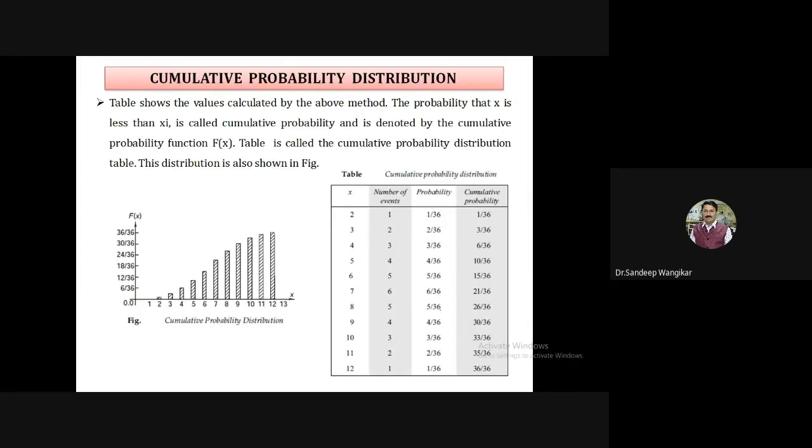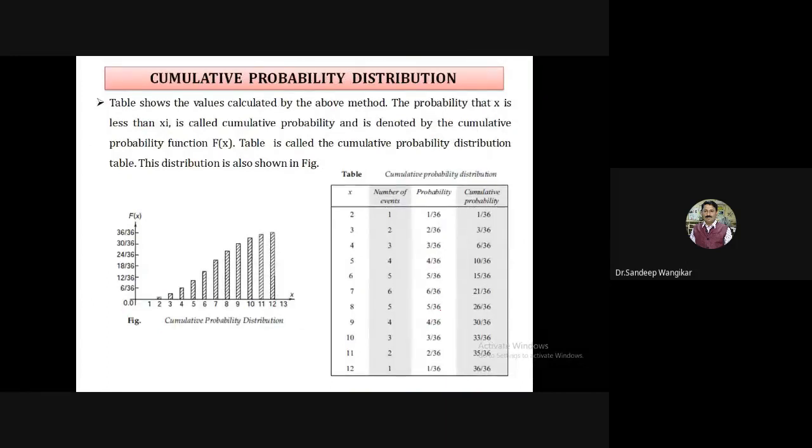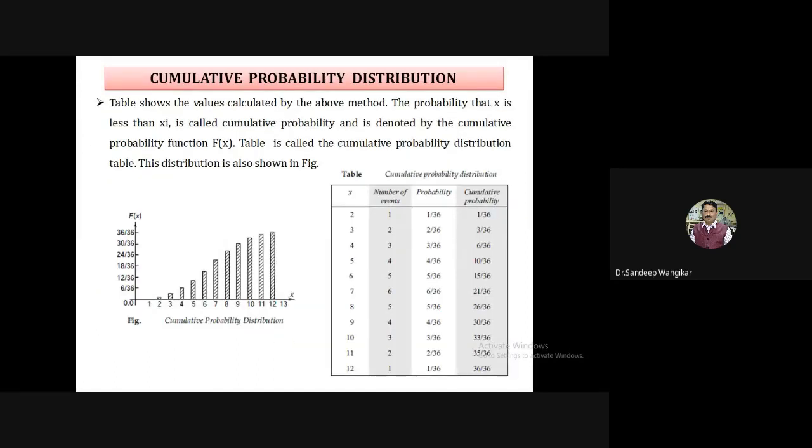So cumulative, we know, first in these tables all are mentioned separately: 1 by 36, 2 by 36, 3 by 36, 4 by 36 if you refer. Cumulative means just addition of all. So the table shows the values calculated by the above method. The probability that x is less than xi, where we have taken the example less than 4, is called the cumulative probability. So what we have done here: 0 plus 1 by 36 plus 2 by 36 plus 3 by 36, because we want up to 4 only. So this is nothing but the cumulative probability.